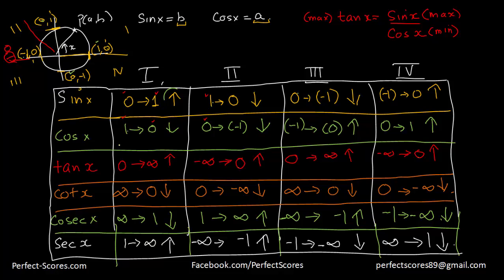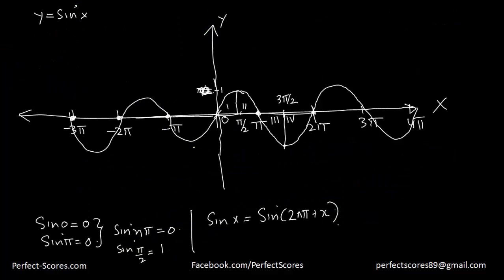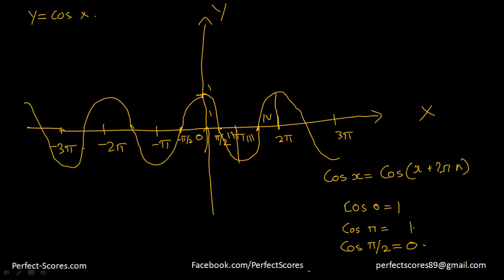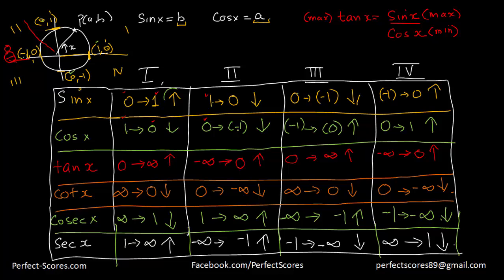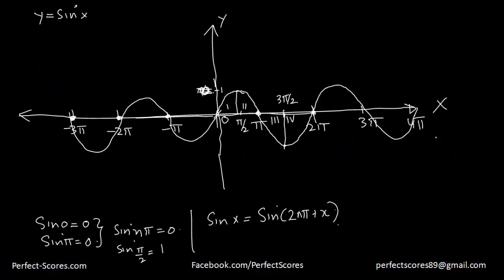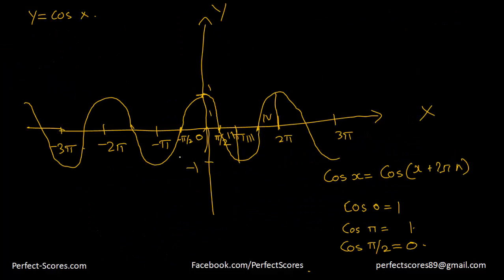See, for the first quadrant, the value of cos x goes from 1 to 0. So you can clearly see that it's going from 1 to 0 in the first quadrant. In the second quadrant, it goes from 0 to -1. You can clearly see it's going from 0 all the way to -1. And the third and fourth quadrants, we can verify here. So this is the function of cosine x.